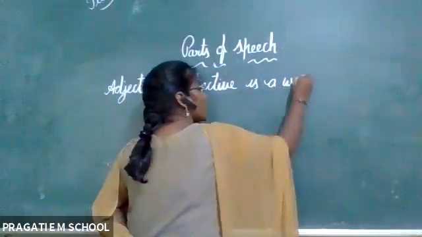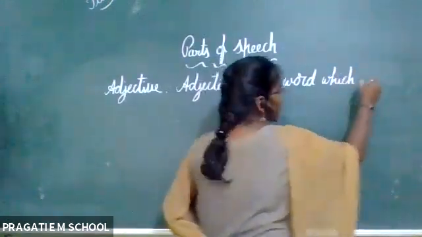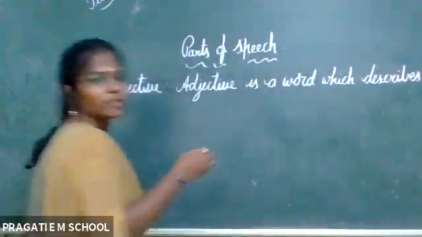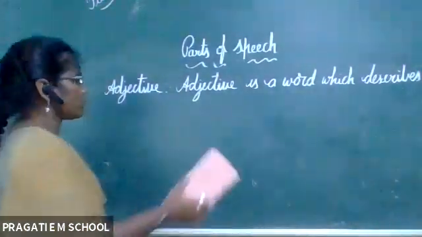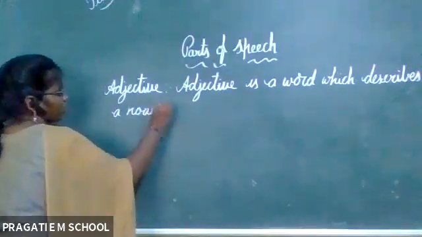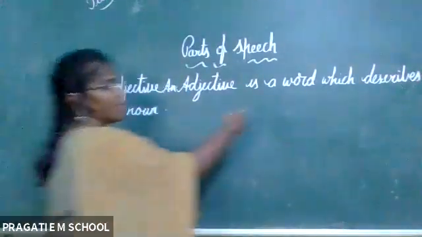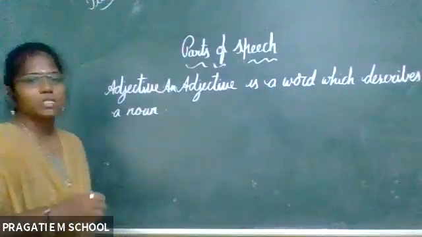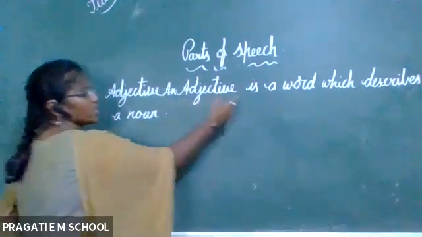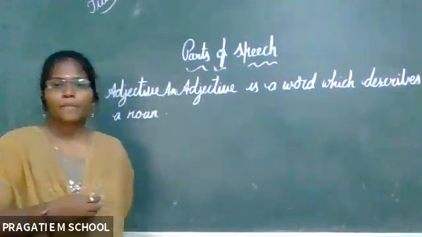An adjective is a word which describes a noun. Yes, an adjective is a word which describes a noun. Make a note of the definition.